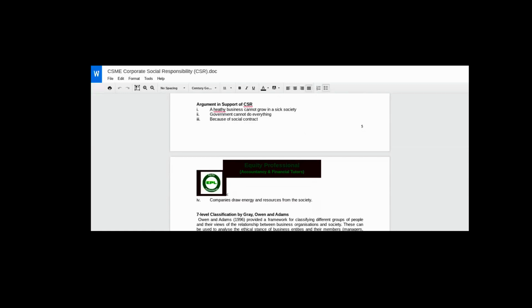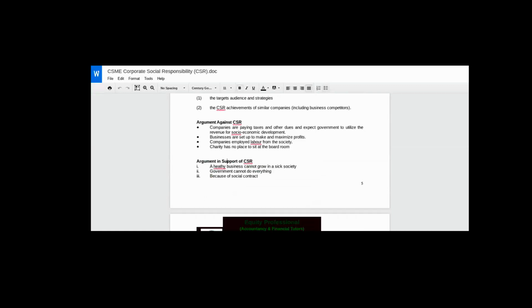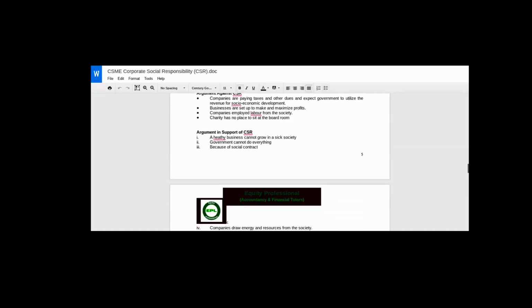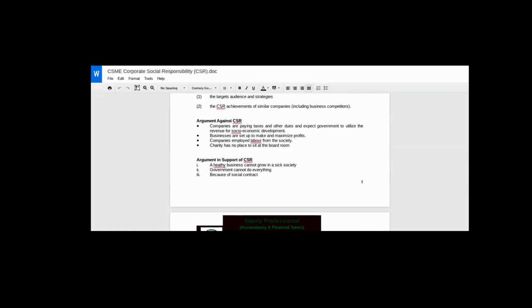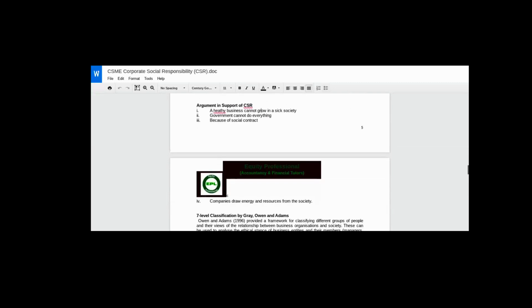So what are the arguments in support of CSR? Because I would have loved to continue with that because time will not permit. We have just 30 minutes left. Argument in support of CSR. The first argument is that a healthy business cannot take place or grow in a sick society. Meaning that if the society where you are doing your business is sick, automatically your own business is sick. So the best way is for us to contribute to the society.